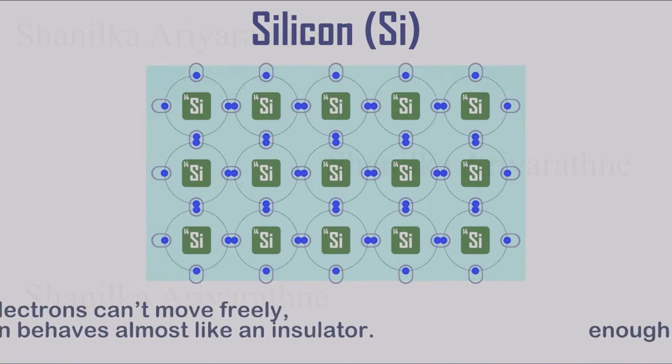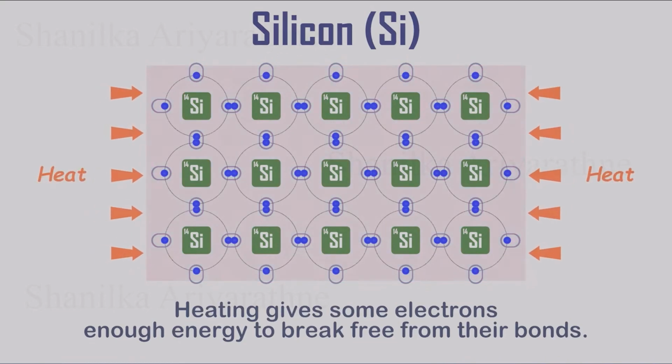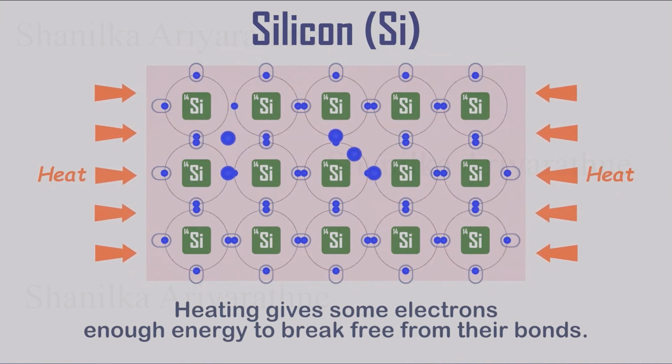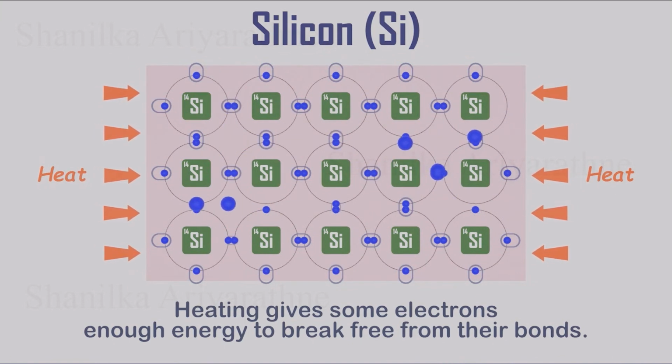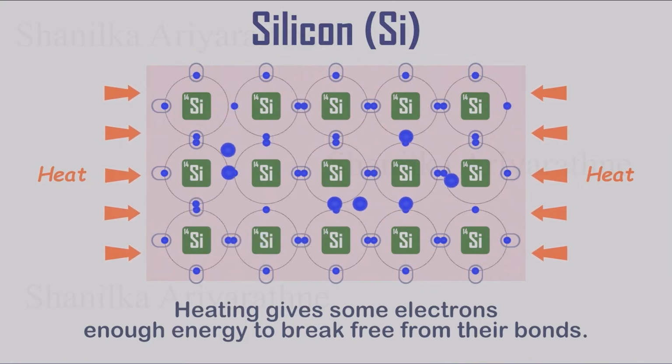However, when we apply heat, some electrons gain enough energy to break free from their bonds. Once free, they can move through the crystal and carry electrical current. This temperature-dependent behavior is a key feature of semiconductors and is what allows them to be so precisely controlled in electronic devices.